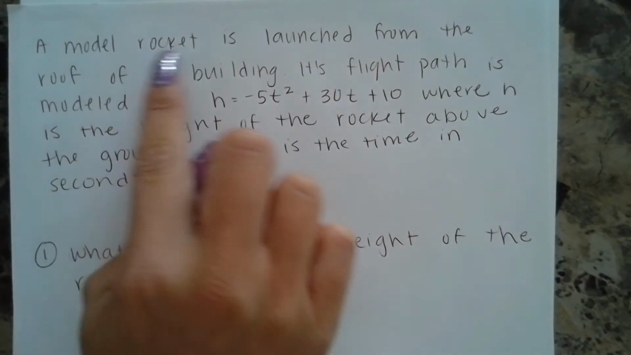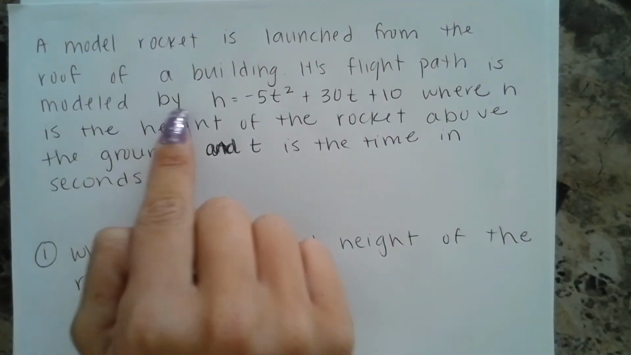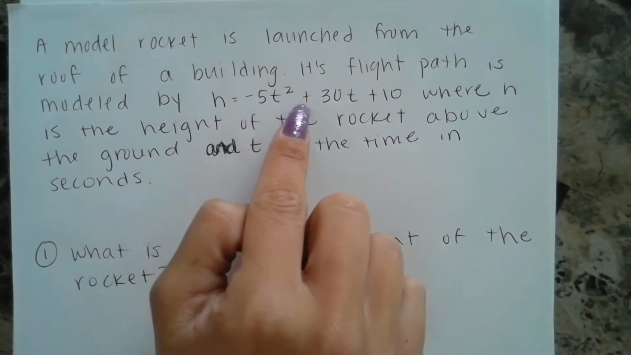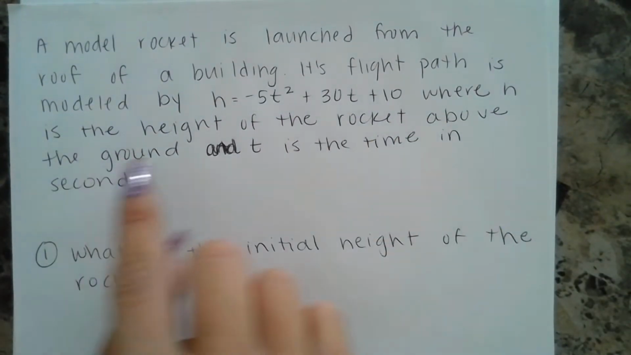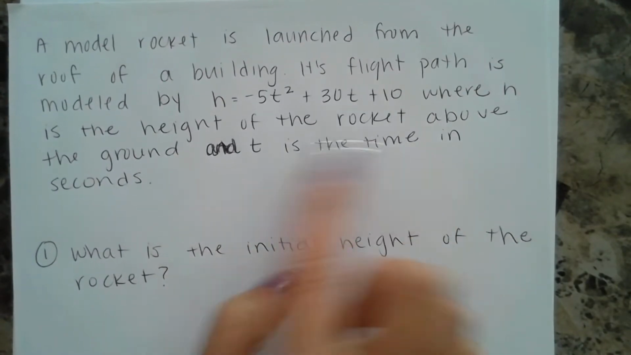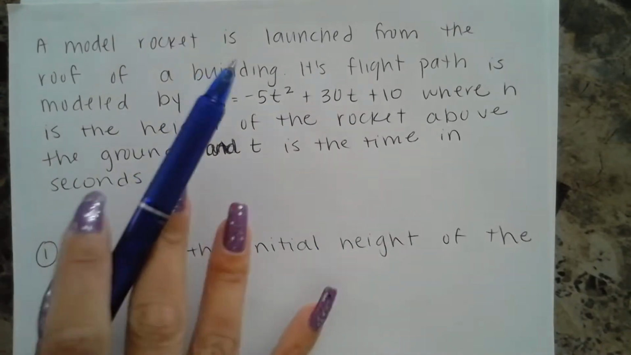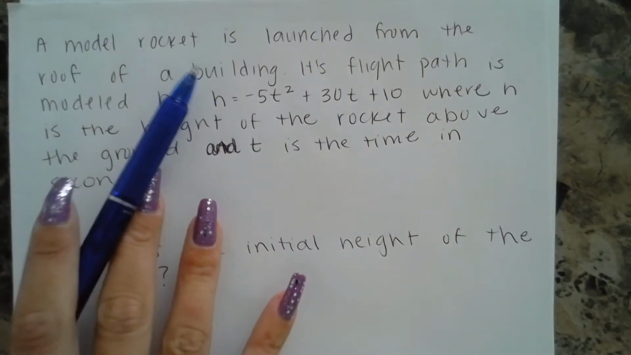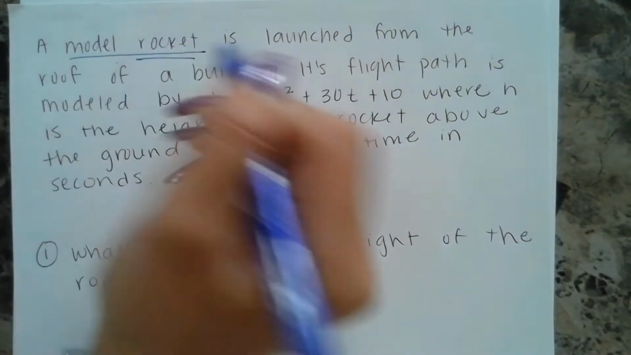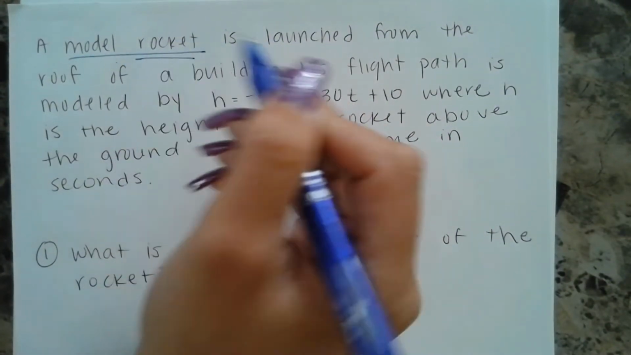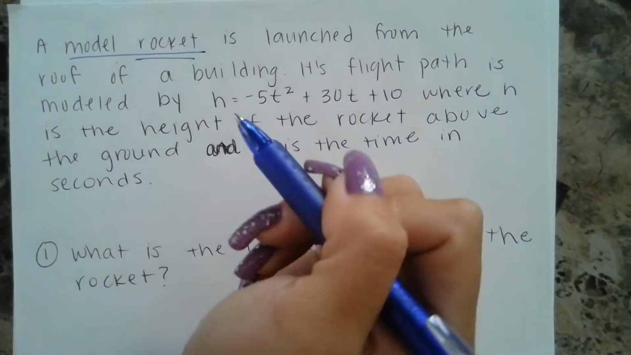A model rocket is launched from the roof of a building. Its flight path is modeled by h equals -5t squared plus 30t plus 10, where h is the height of the rocket above the ground and t is the time in seconds. What's really important here is we need to figure out what they're telling us. We are talking about a model rocket, not a ball or a frisbee or whatever. We're talking about a rocket.